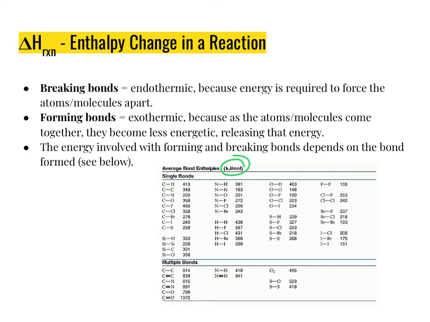What you'll notice is that every bond has different values. Even a carbon-carbon single bond versus a carbon-carbon double or triple bond is going to be vastly different. So every single bond produces or requires different quantities of energy to either break or make the bond.